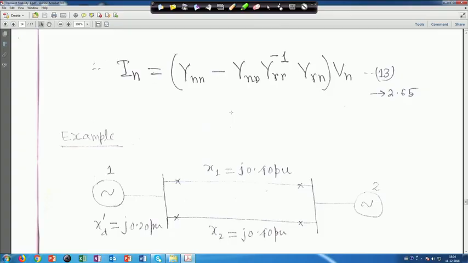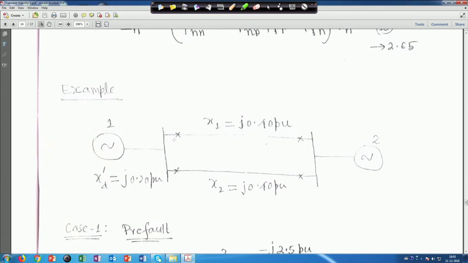Okay, in the previous class we have finished this one, that I n is equal to in bracket y n n minus y n r into y r r inverse into y r n bracket close, then multiplied by V n. This is equation 13. Now we will take one example, right.